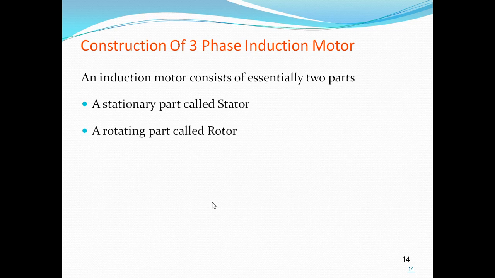That is according to our requirement, either we connect star or delta, and the number of poles depends on the speed. So depending on the requirement of the speed, we will design the number of poles, and the winding terminals are brought out and connected to the terminal box. From the terminal box, we can connect to the supply.